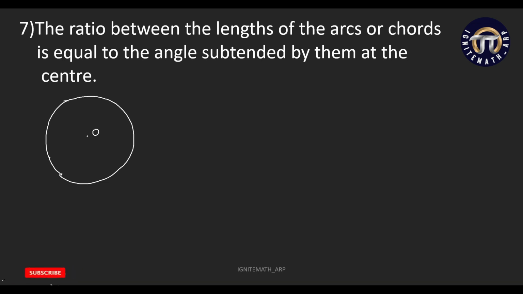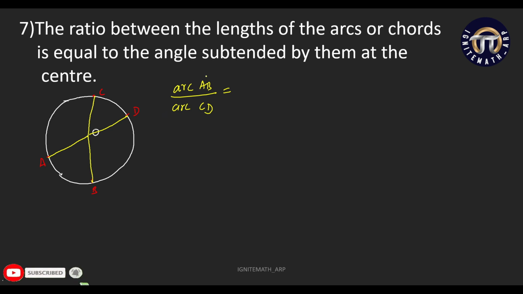Suppose I have an arc over here, look at this, I'm just calling this AB, and this is another arc CD I am going to take, and this is the angle subtended by the arc AB at the center, and this is the angle subtended by arc CD at the center. Clear, children? The ratio between the arcs or the chords, in the sense arc AB by arc CD, is equal to the ratio between the angles subtended by these arcs at the center.